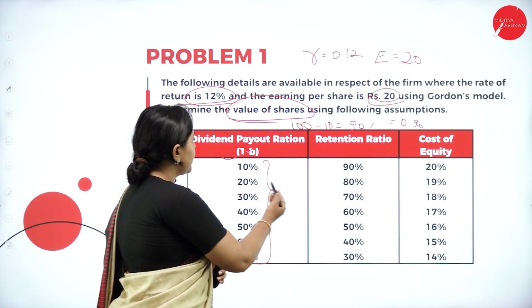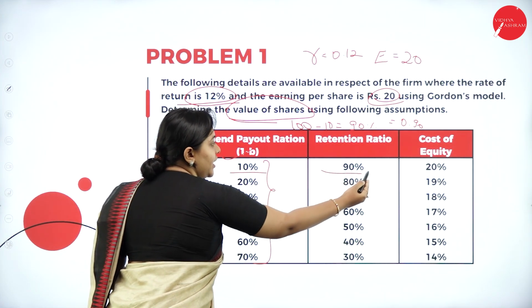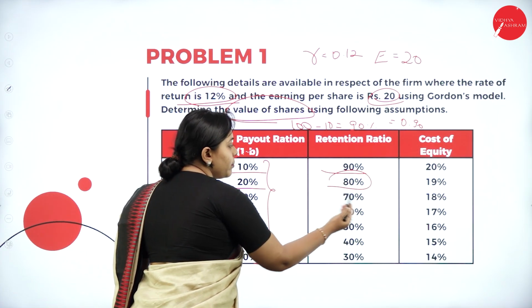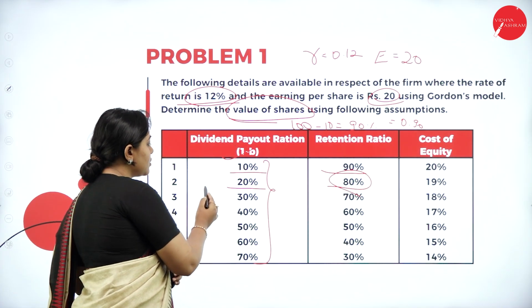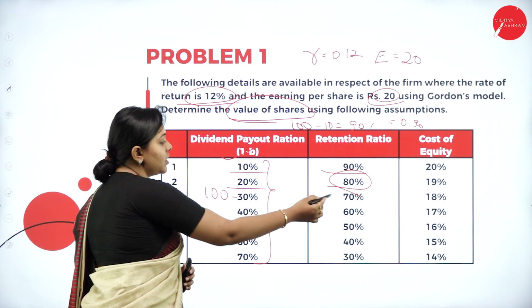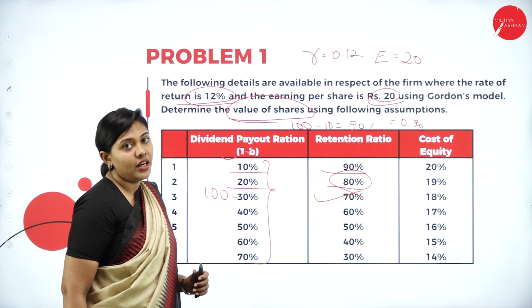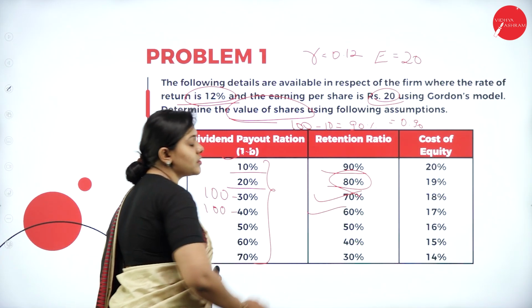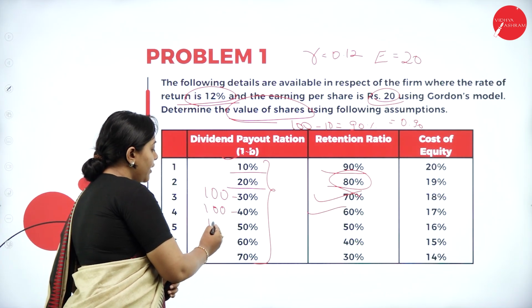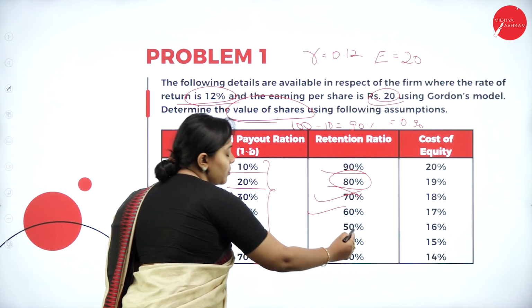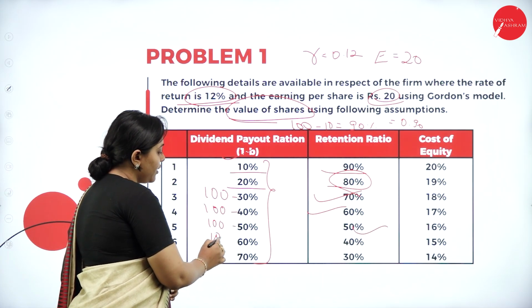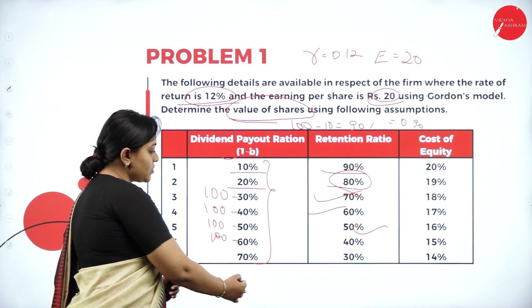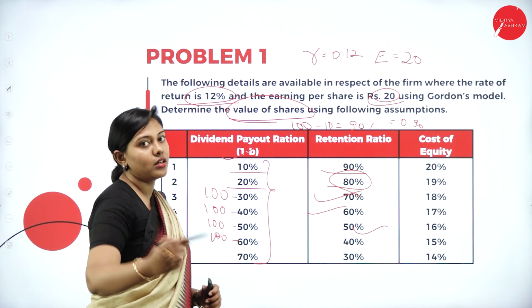Moving forward, 100 minus 10%, 90% is the retention ratio. 20% payout, 80% will be the retention ratio. Assume 100 rupees minus 30, 70% will be the retention ratio. 100 minus 40%, 60% will be the retention ratio. 100 minus 50%, 50% is the retention ratio. 100 minus 60%, 40% is the retention ratio. 70% payout, meanwhile, 30%.